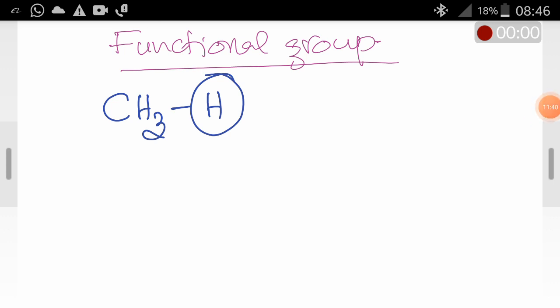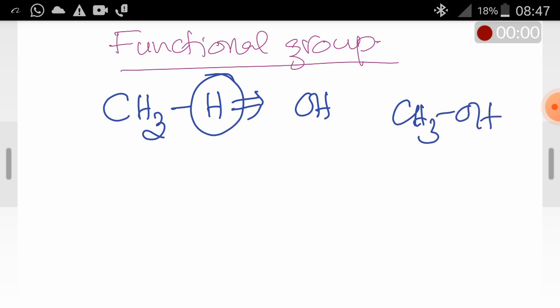Now, what is a functional group? I have already told you all the organic compounds are derived from the hydrocarbons. And how are hydrocarbons converted to other members of organic compounds? The hydrogen atom will be replaced by something else. Suppose you replace it with OH, then you will get CH3OH. If you replace it with an atom, that is chlorine, you will get a halide. So this is called methyl halide.